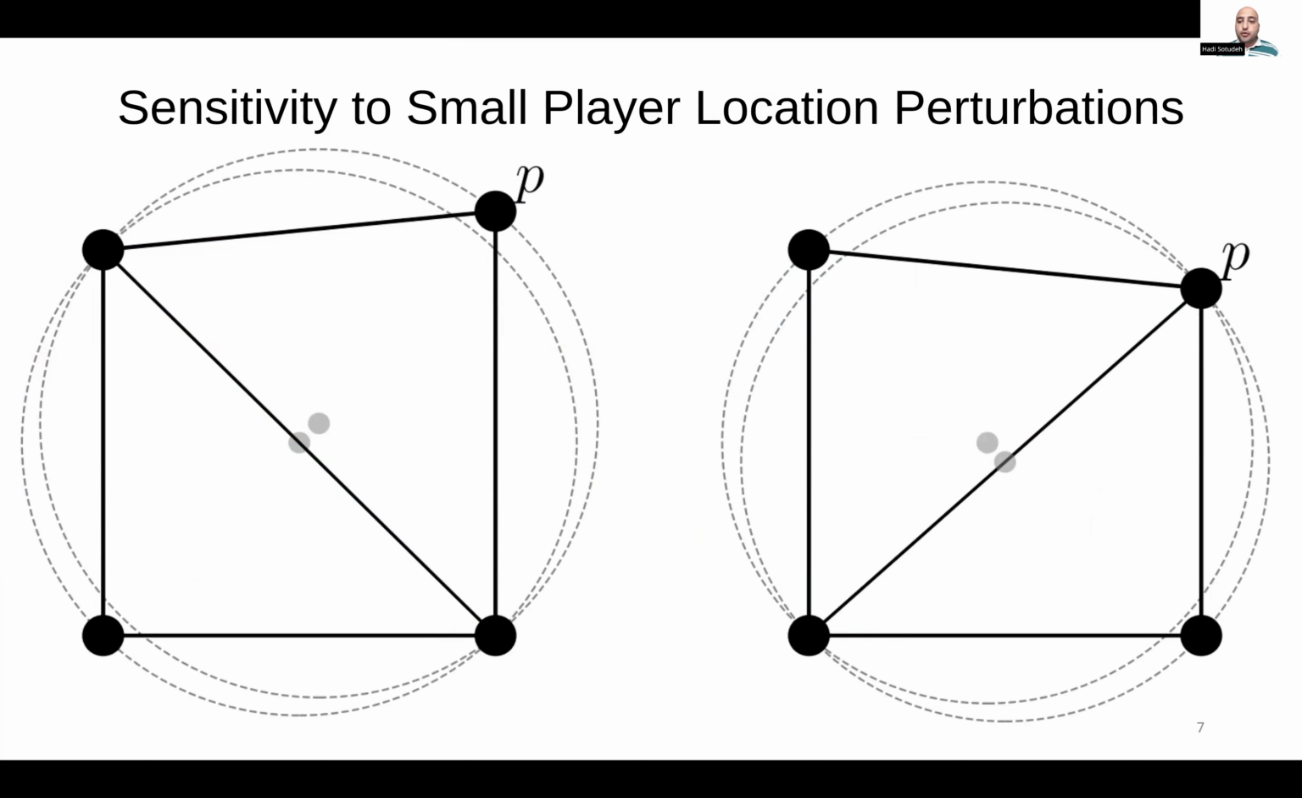Here you can see two cases where there are four players, which we argue have the same arrangement, but only moving player P a bit up and down results in adding and flipping the diagonal edge. And that's noise that is added to our representation that we want to avoid.